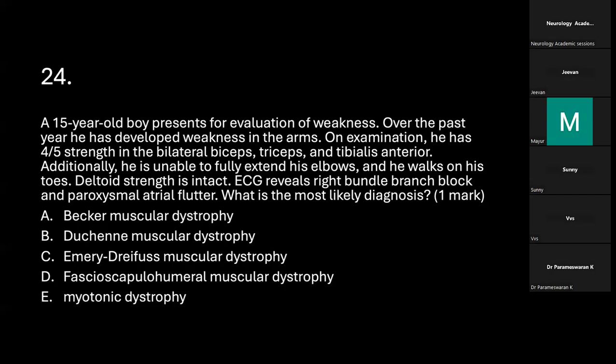Option A, Becker muscular dystrophy. B, Duchenne muscular dystrophy. C, Emery-Dreifuss muscular dystrophy. D, FSHD. And E, myotonic dystrophy.